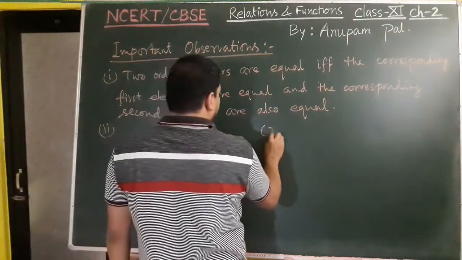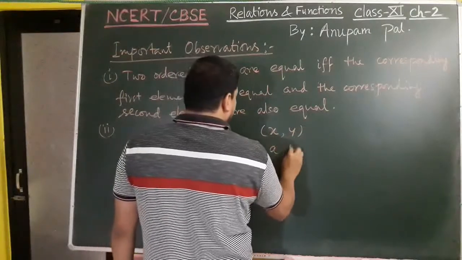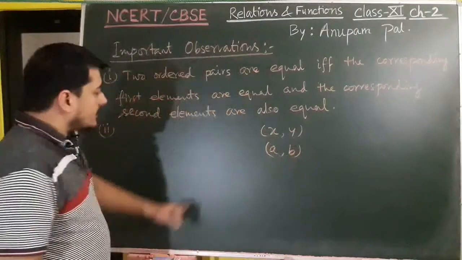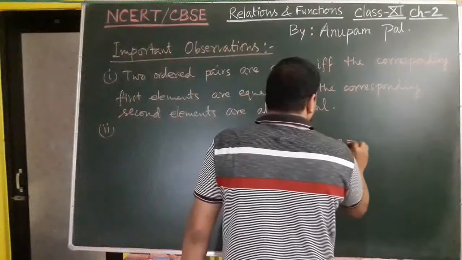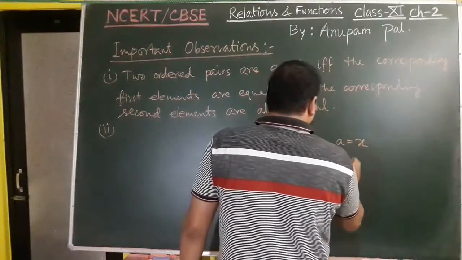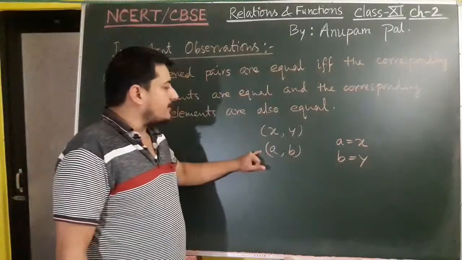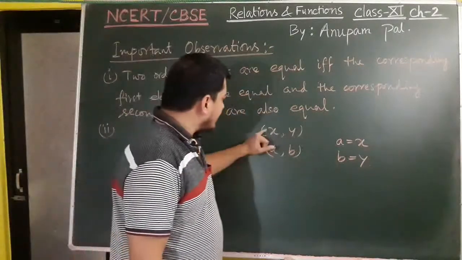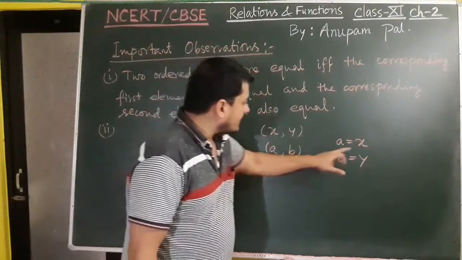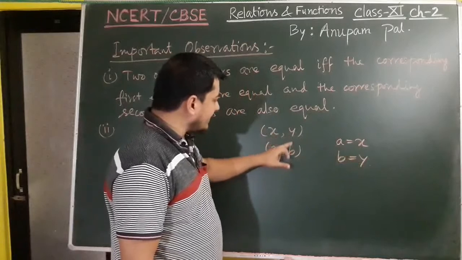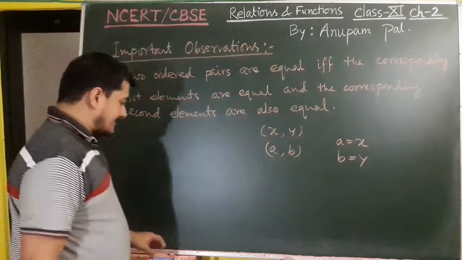Suppose you have two ordered pairs, x, y, and another ordered pair a, b. So these two ordered pairs are equal only if a is equal to x and b is equal to y. That means the corresponding first elements are equal, a equals x, and the corresponding second elements are equal, b equals y. So this is all it says.